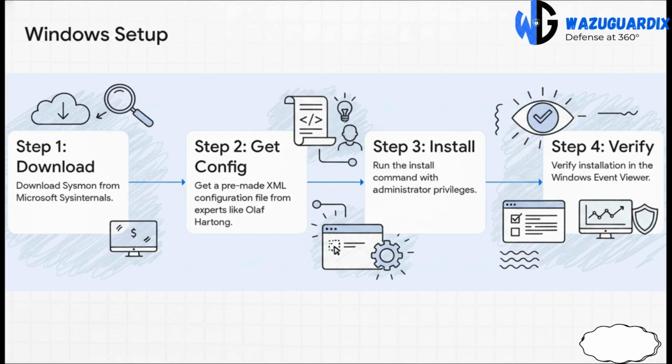First, you just download Sysmon straight from Microsoft. Second, and this is a huge time saver, you grab a pre-made configuration file. The security community has already done all the hard work of figuring out what's important to log. Third, you run one simple command to install it. And last, you just double-check that it's working in the Windows Event Viewer.